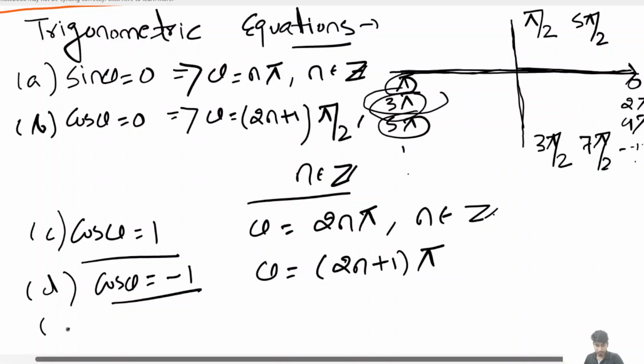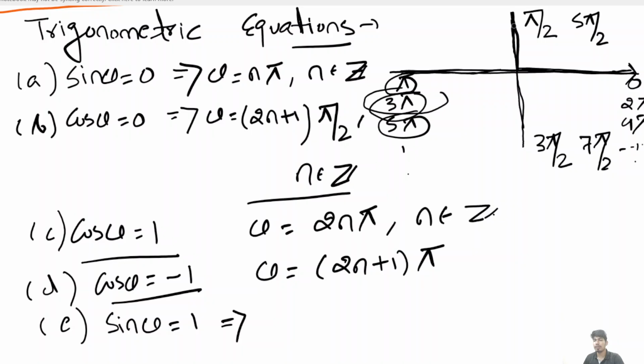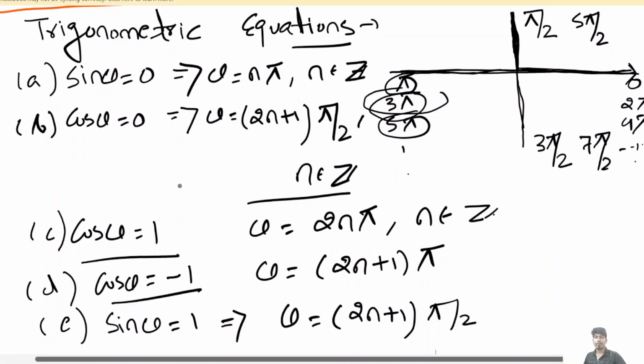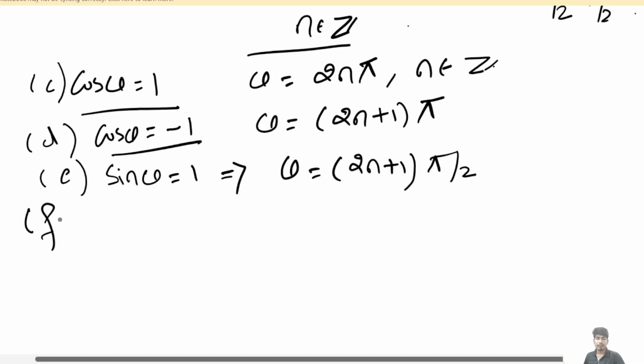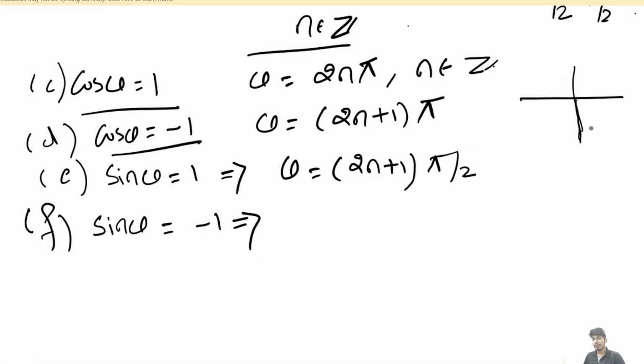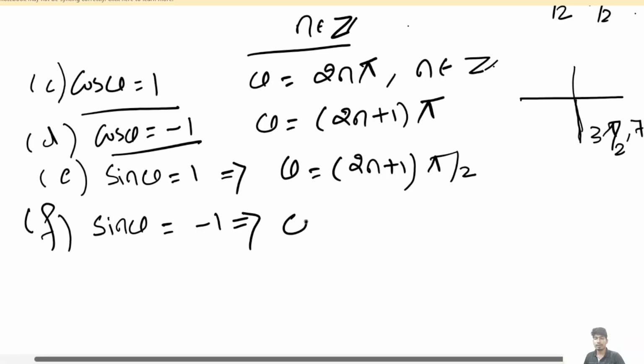Then our next is sin theta is 1. We know sin theta is 1 only at pi by 2, 5 pi by 2, 9 pi by 2, so theta is (2n plus 1) pi by 2. And if sin theta is minus 1, then what do we get? Sin is minus 1 only at 3 pi by 2, 7 pi by 2, so theta is (2n minus 1) pi by 2.